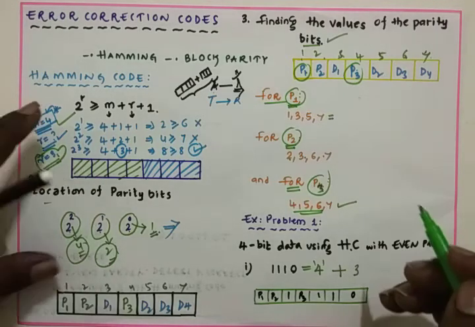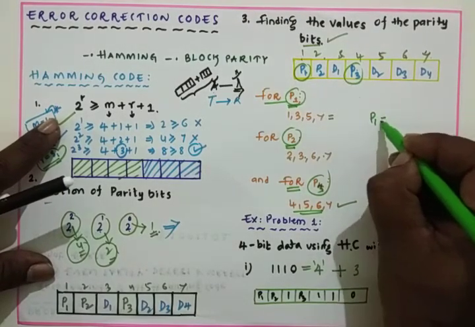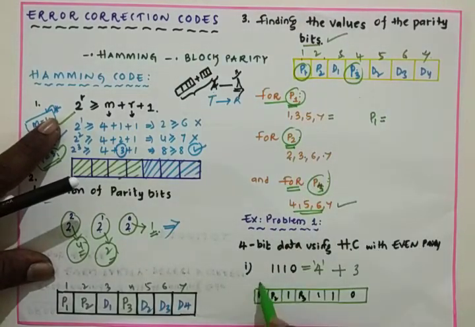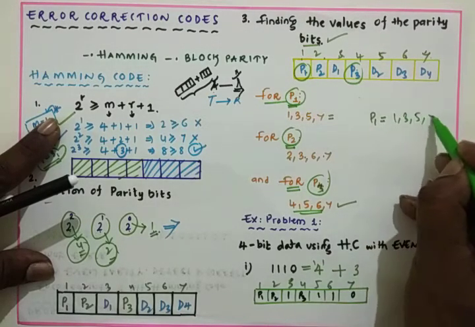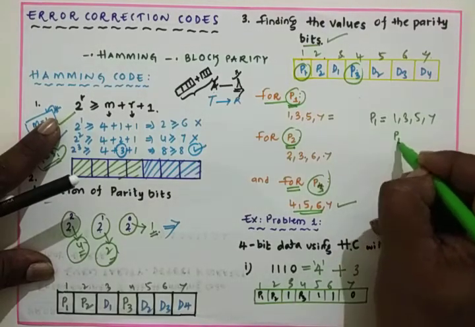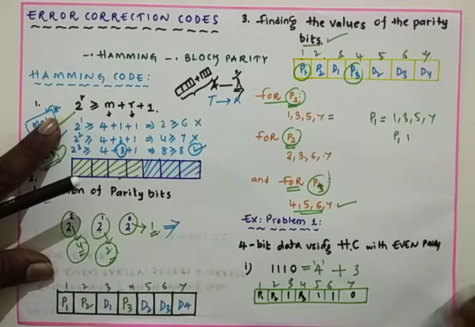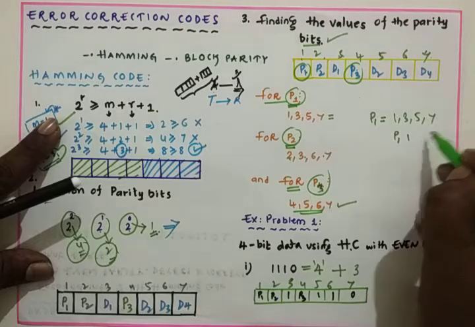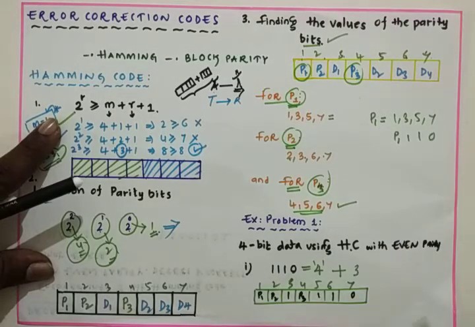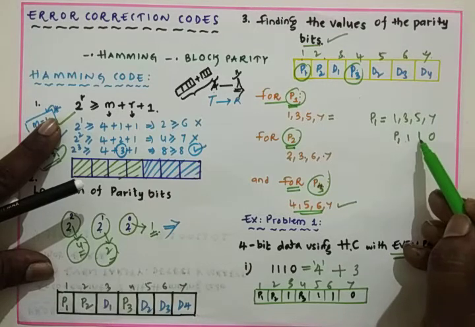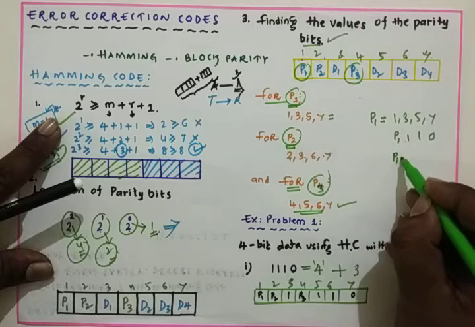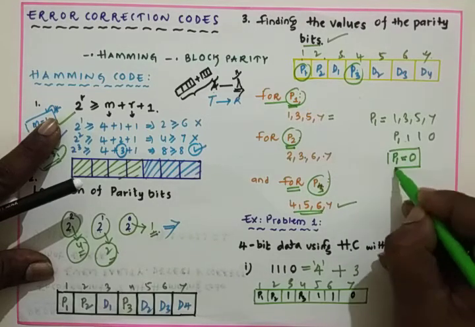For P1, what is the condition? 1 3 5 7. This is 1 2 3 4 5 6 7. For P1, you can take 1 3 5 7. 1 is P1, 3 is 1, and 5 is 1, 7 is 0. Which parity have we gone with? Even parity, so the number of ones must be even. Here already an even number of ones are there, so P1 equals 0.